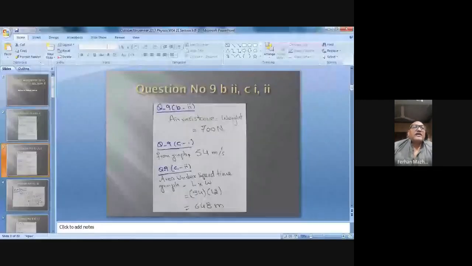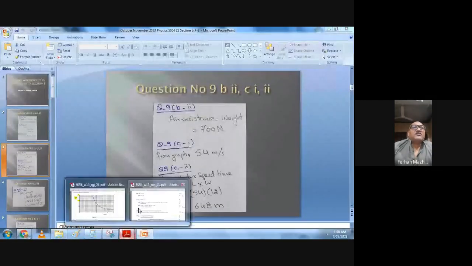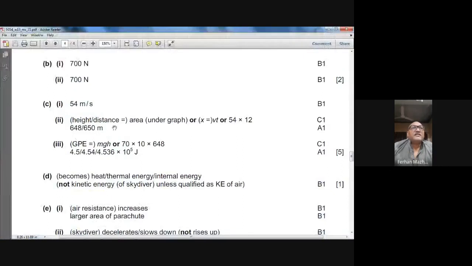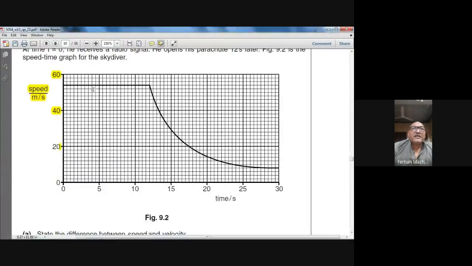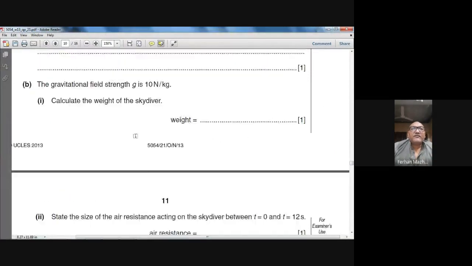So 648 meters. Let me check the marking scheme. Is this right? Yes, you can see here 648 meters. So hopefully you understand how we have calculated the distance traveled from the area under the speed-time graph.